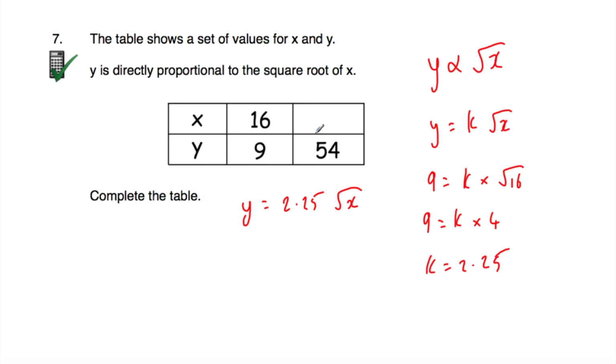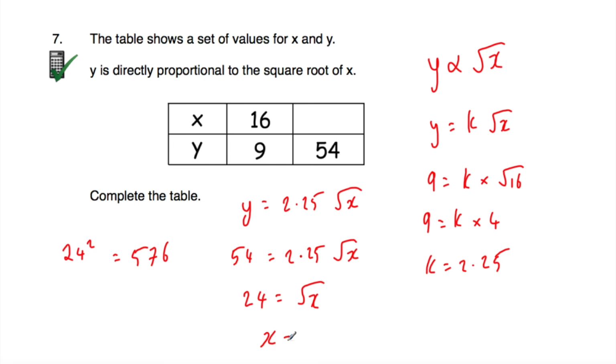Now we want to find out what x is here, so let's substitute in the value 54 for y. So we've got 54 is equal to 2.25 times the square root of x. Now if we divide both sides by 2.25, so 54, and it's a calculator question, 54 divided by 2.25 is equal to 24, so we get that 24 is equal to the square root of x. And that means to find out what x is, we just need to square 24. So 24 squared is equal to 576.